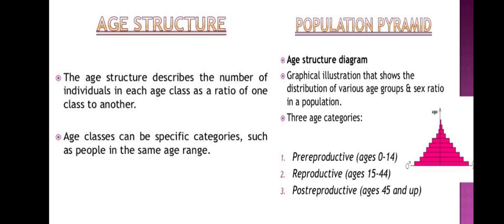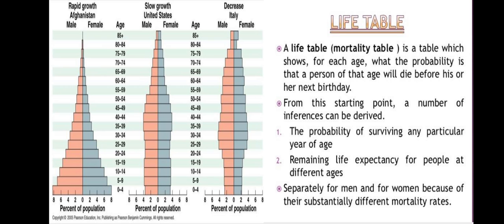Then we study the population pyramid, the age structure diagram. It is a graphical illustration that shows the distribution of various age groups and sex ratio in a population. There are three categories. The first is pre-reproductive, with ages 0 to 14. The second is reproductive, with ages 15 to 44, and then post-reproductive is age 45 and up.